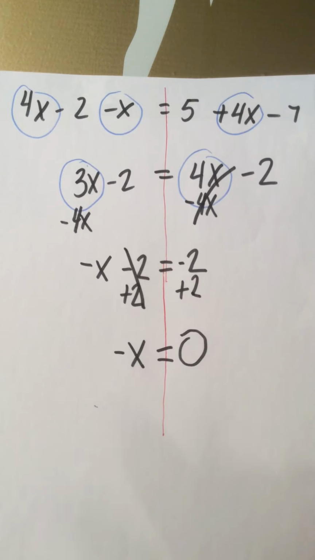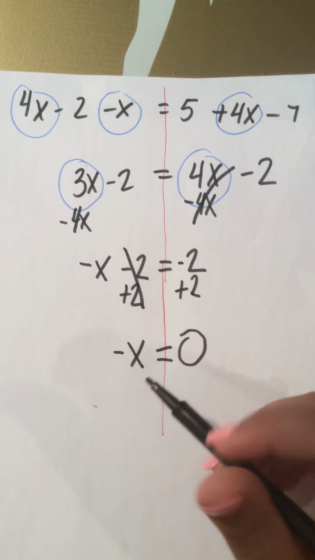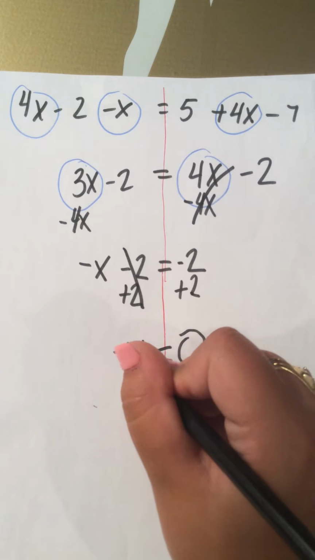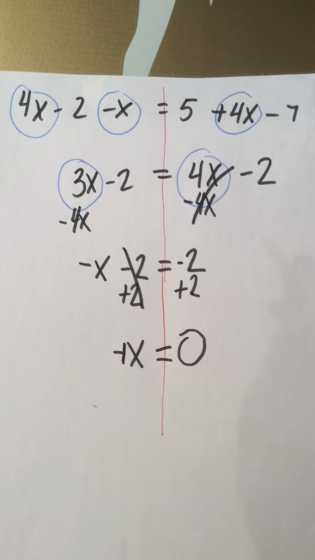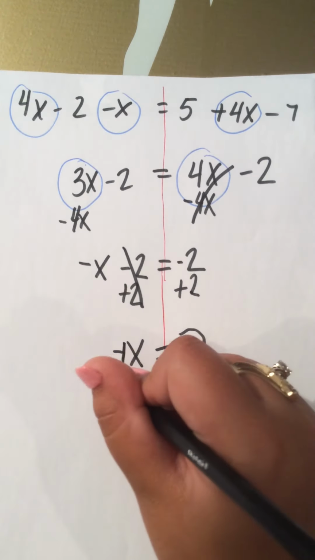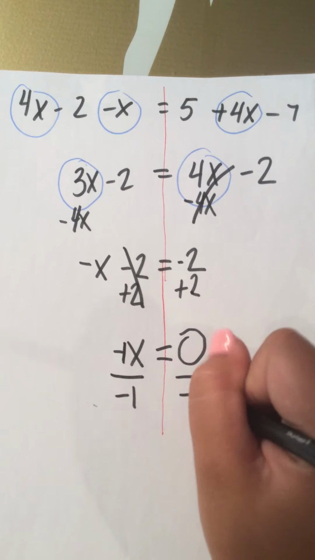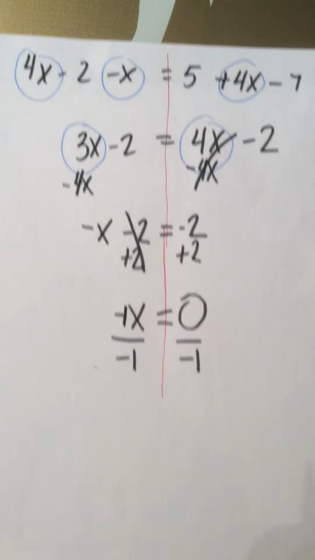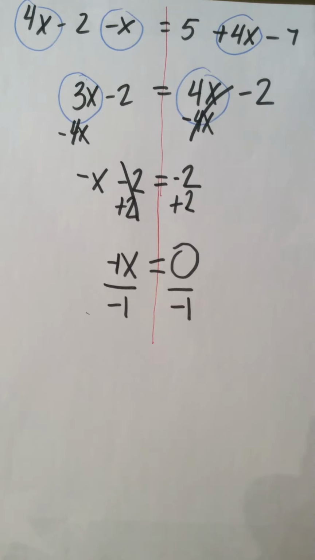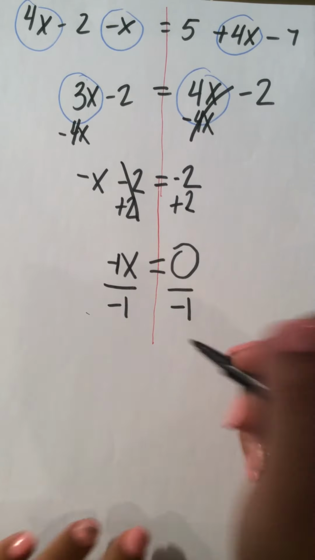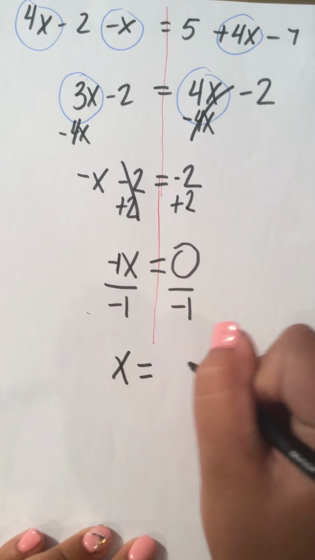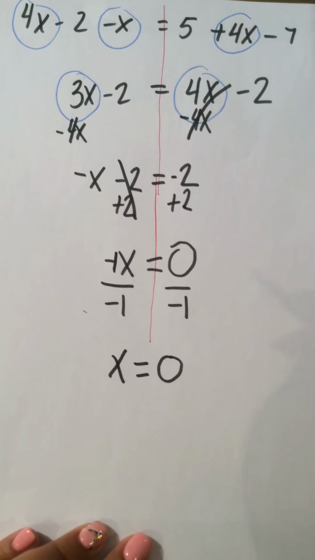Here's the dilemma. I cannot have a negative x. That cannot exist. What this means is there's an invisible 1 right here. So it's really negative 1x. So I need to divide by a negative 1 on both sides. And this is where a lot of people get confused because 0's up top. Can you divide by 0? And the answer is, if it's up top, you can. You're going to get x equals 0.